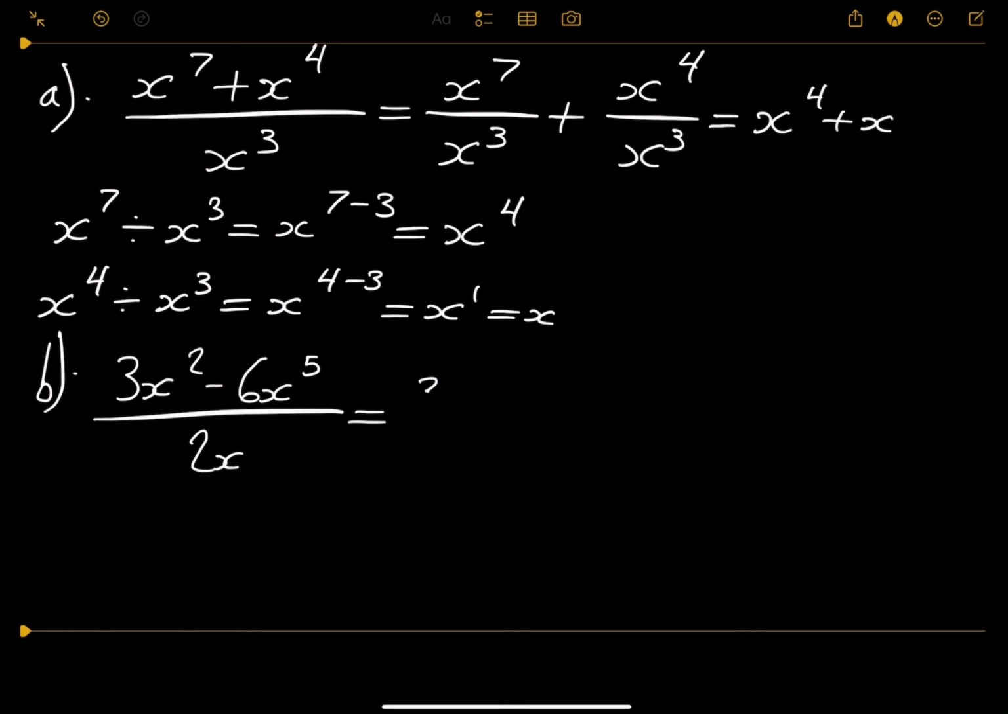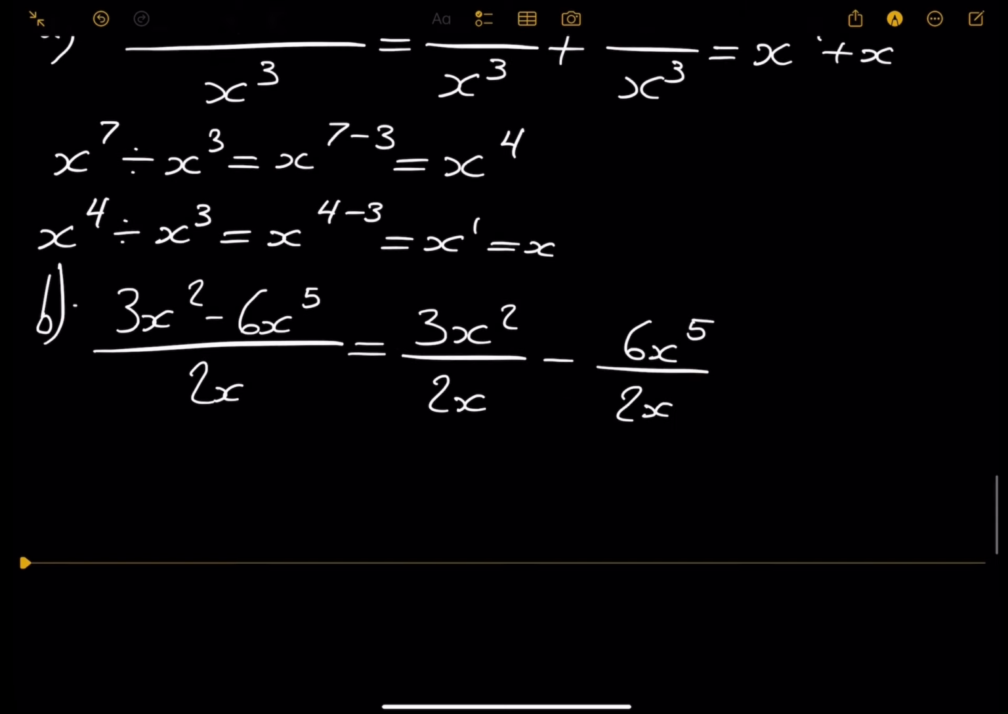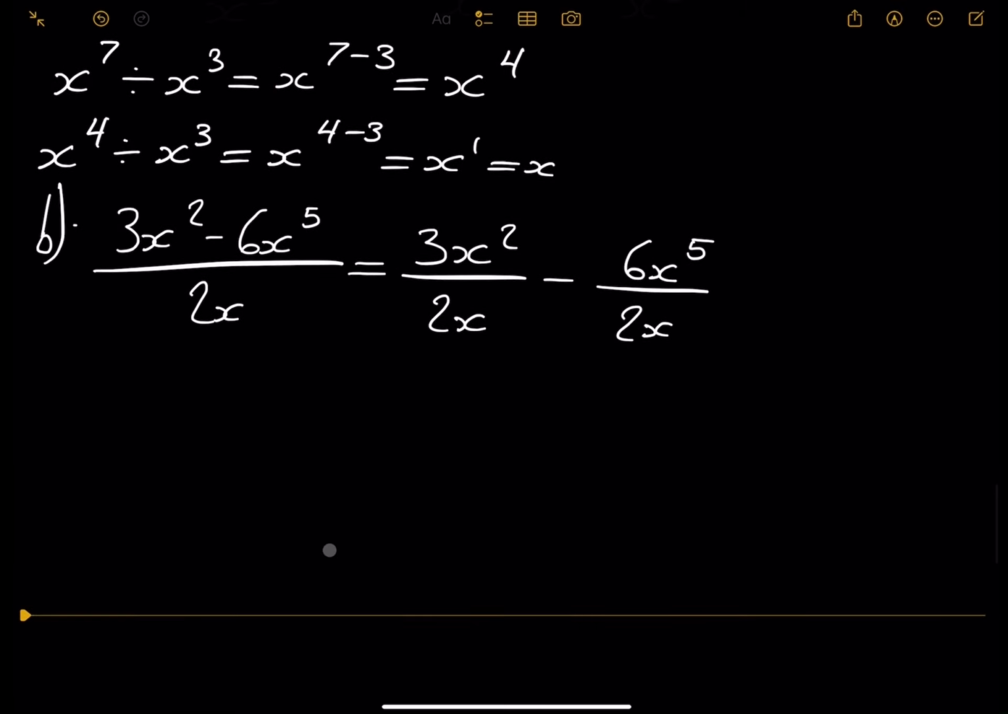So we can write this down as 3x squared divided by 2x, minus 6x raised to the power of 5, all divided by 2x. We can deal with this first, then we can deal with this next. And eventually, just like with anything, the more practice you do, this will become effortless, hopefully.